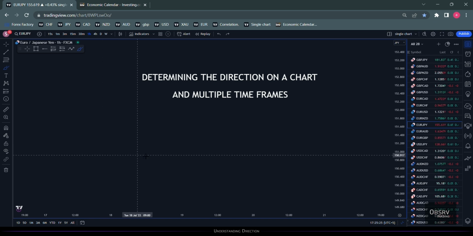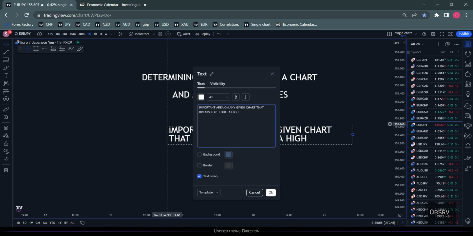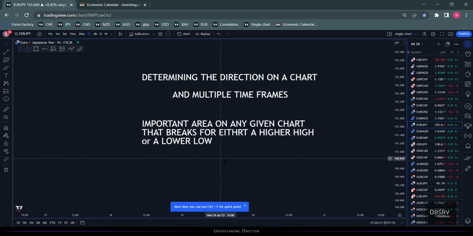what you're looking for on a chart is an important area. Okay, focus. An important area on any given chart that breaks for either a higher high or a lower low. Yeah, either a higher high or a lower low. An important area on any given chart that breaks for either.